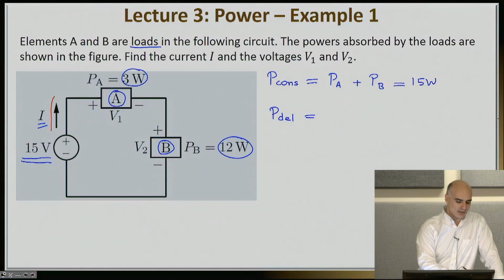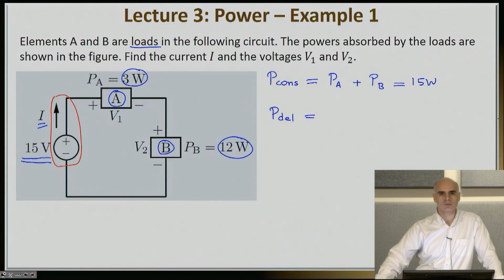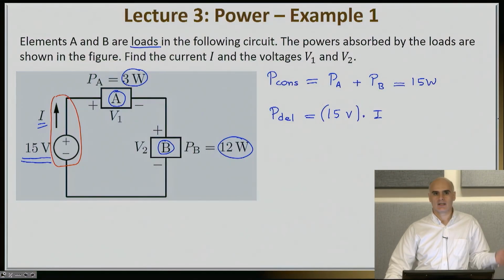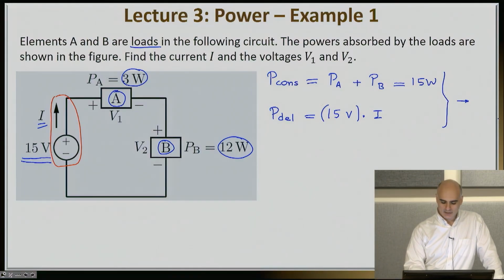And as you can see already, this source, by the assumed direction of the unknown current I, is actually in the active convention. So that means if I multiply the 15 volts that this source has across its terminals with the current I in the assumed direction, I should be able to get correctly the delivered energy by that source. Now, I just mentioned that based on the conservation of energy, these two quantities should be the same. So that means that the current I will be nothing else but 15 watts divided by 15 volts, or simply 1 amp.